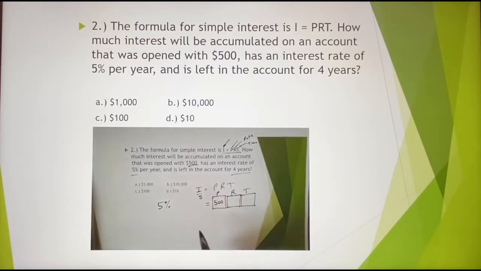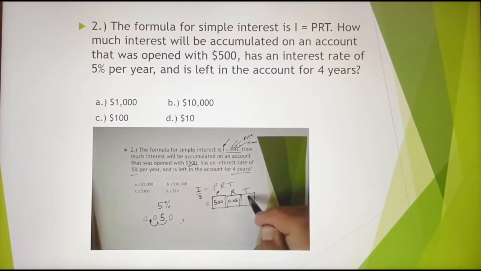We need to convert that to a decimal. The way you do that is you just move the decimal place over, right? This is where the decimal is right now. You're going to move it 2 places to the left, so you wind up with 0.05. Be careful that you don't put it as 0.5, because that would be 50% interest and that'd be way too much. And time in this case is 4.